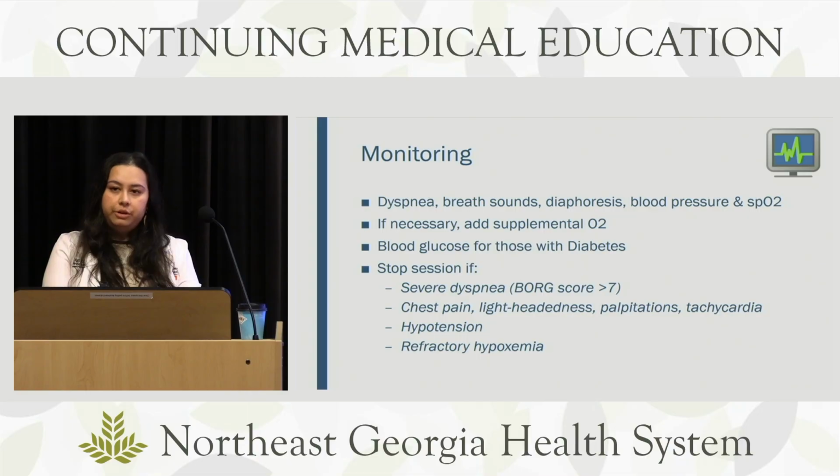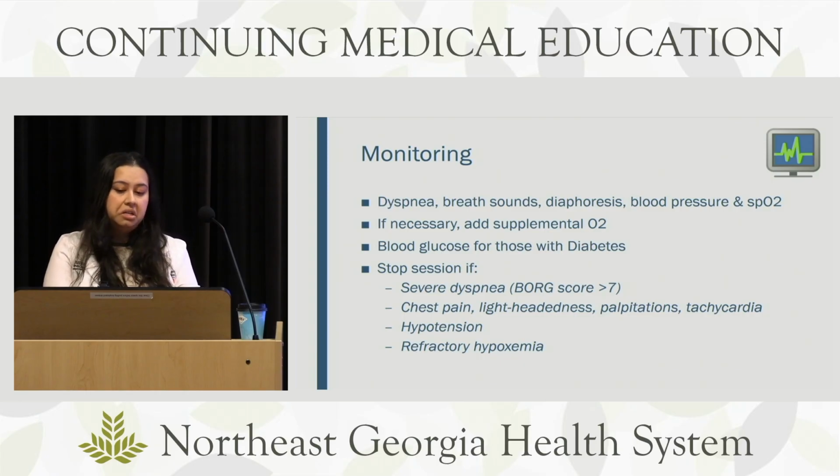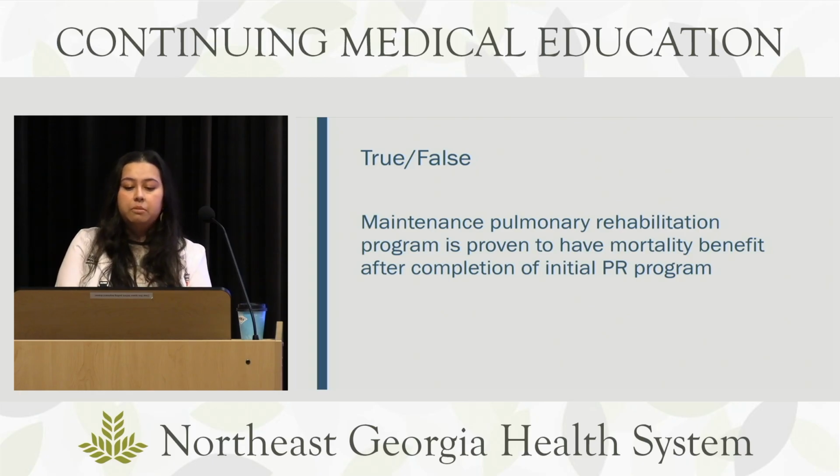So when you're monitoring them during the pulmonary rehab session, you're looking for shortness of breath, breath sounds, if they're diaphoretic, if the blood pressure is going up or down, and their SpO2. You can add oxygen to maintain their stats. As long as the stats are above 88, you can continue the session fine. And if you have patients with diabetes, you monitor their blood glucose levels because you want to prevent hypoglycemia. And you have to stop your session if they have severe dyspnea, chest pain, lightheadedness, tachycardia, hypotension, or refractory hypoxemia.